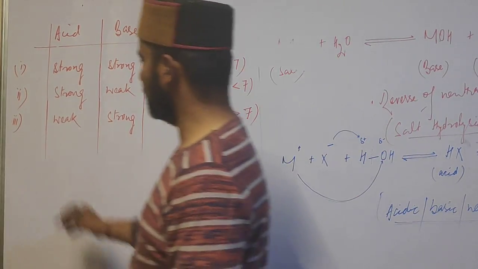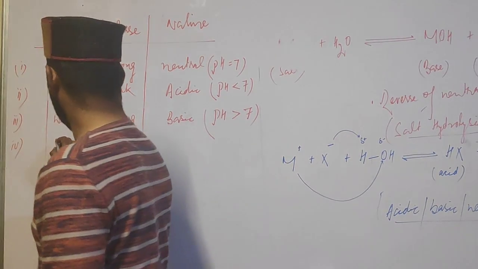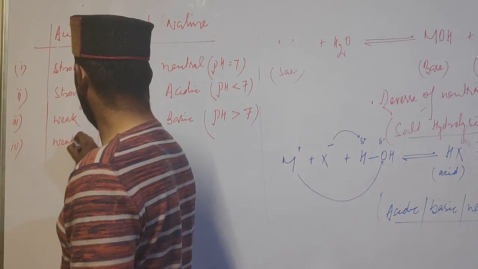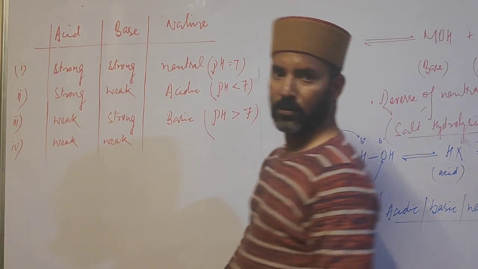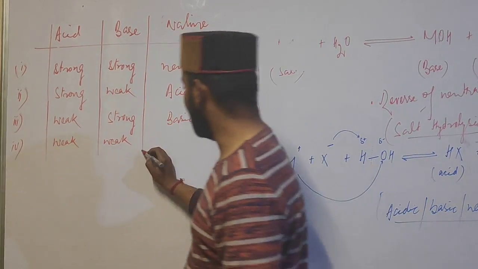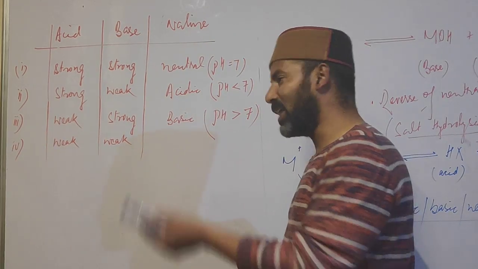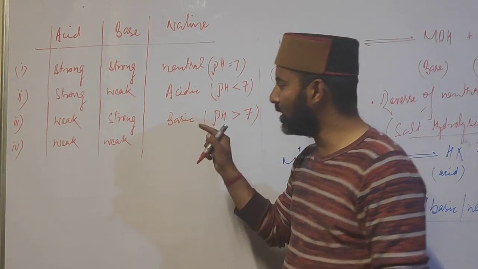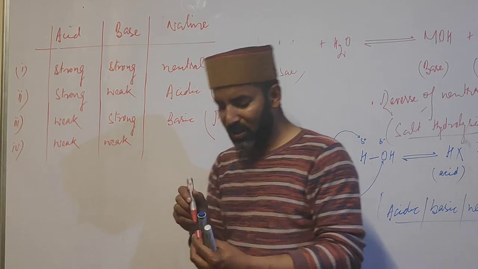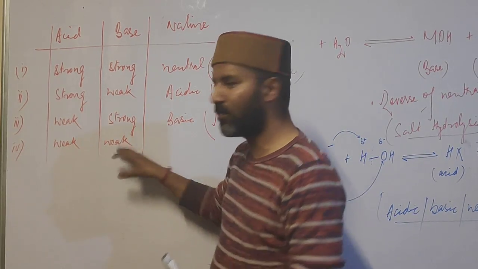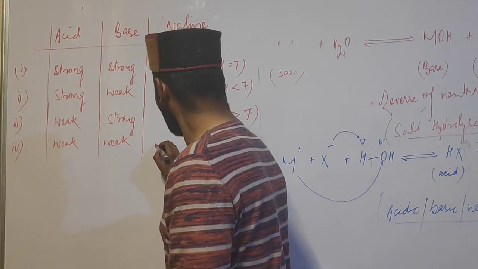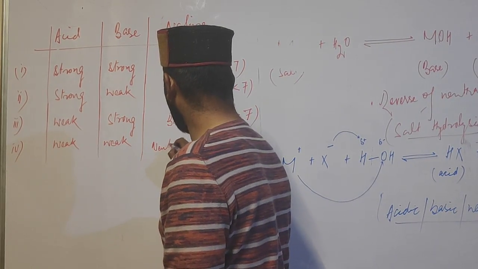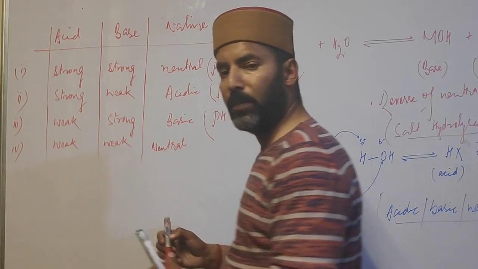And the last case students we have is that acid and base both are weak. In that case the solution will be acidic, basic or neutral. That depends on the strength of the acid, because when we say acid and base are weak, if they are equally weak, the solution will be neutral. If they are equally weak, then the solution will be neutral.